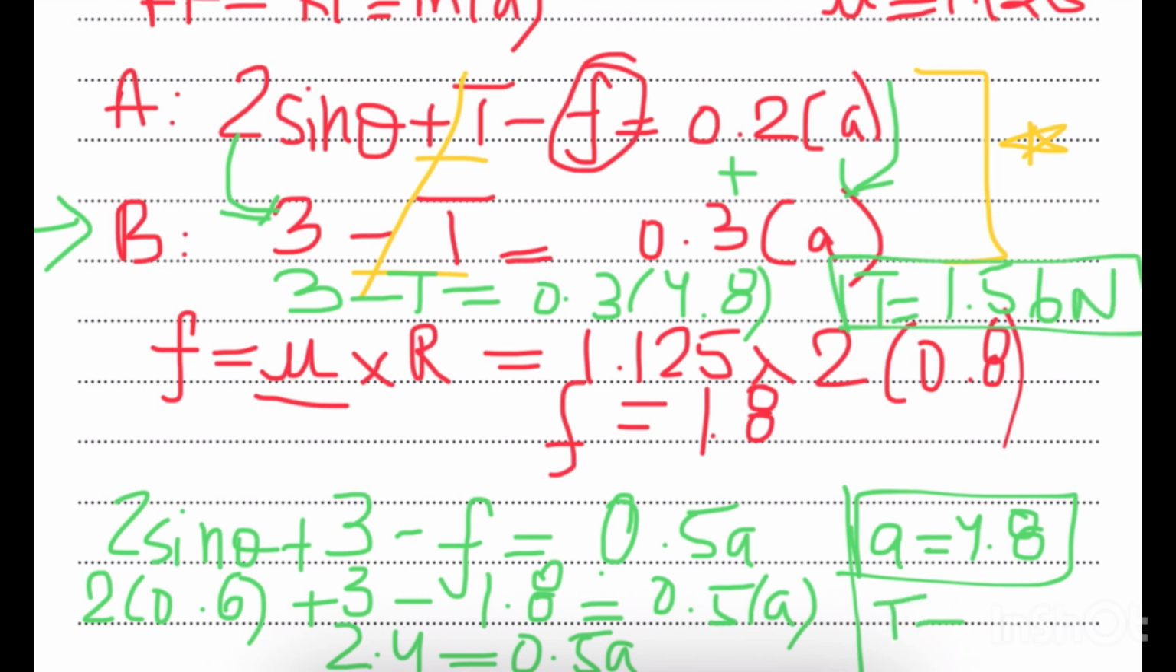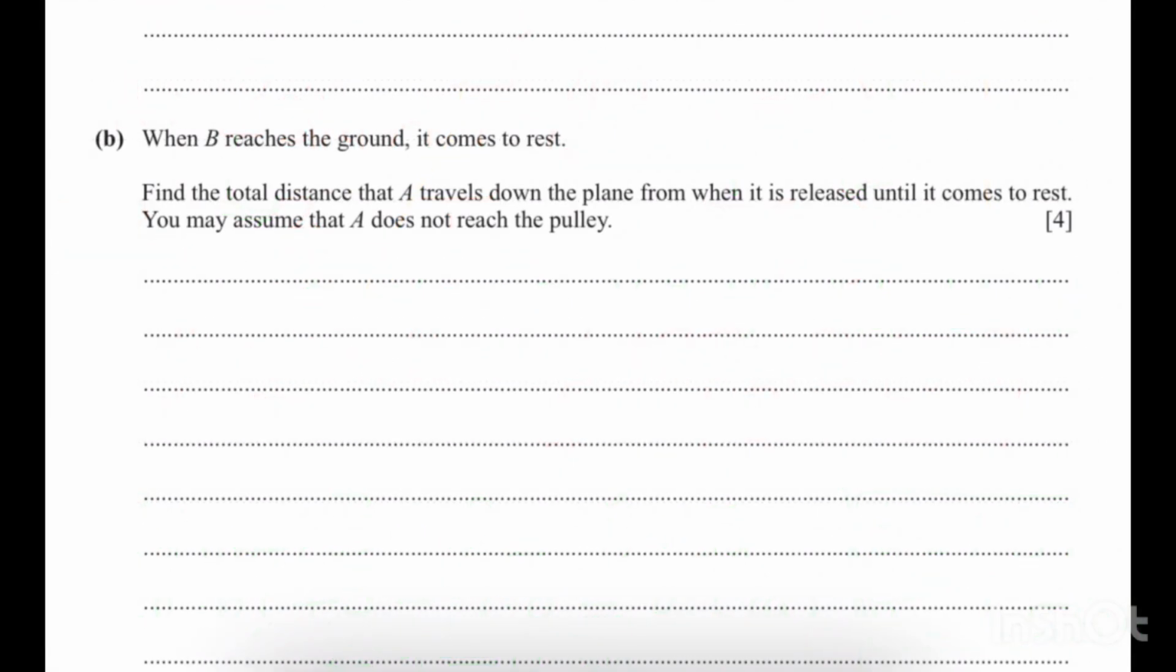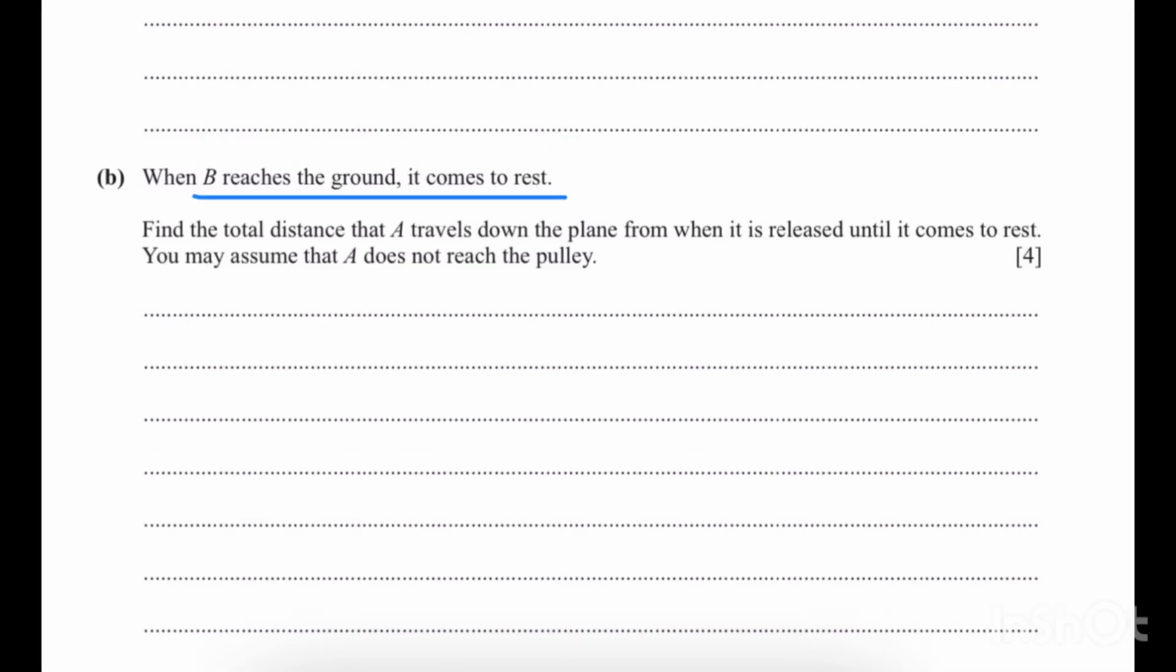So we have both the value of the tension in the string, which is 1.56 newtons, as well as the acceleration, which is 4.8 meters per second squared. So this is part B. It says that when B reaches the ground, it comes to rest. Find the total distance that A travels down the plane from when it is released until it comes to rest. You may assume that A does not reach the pulley.